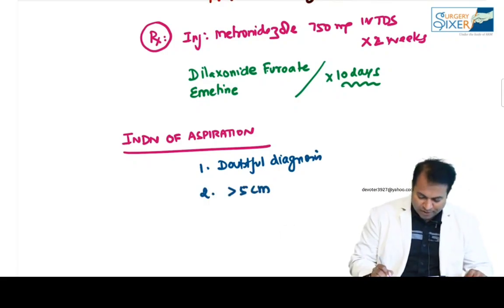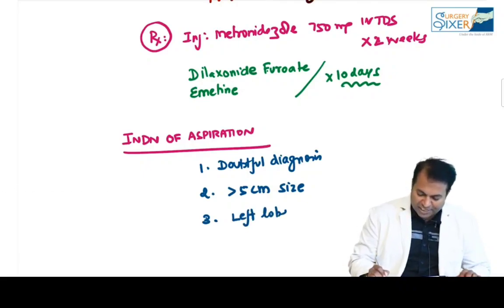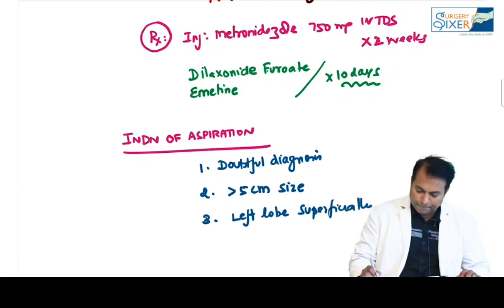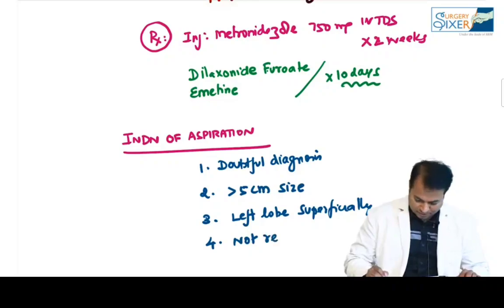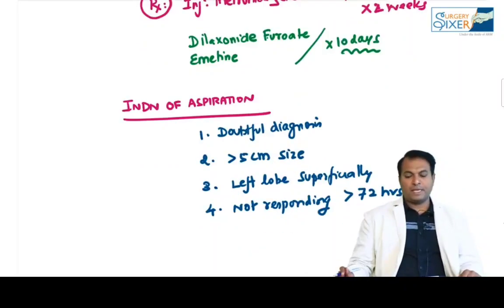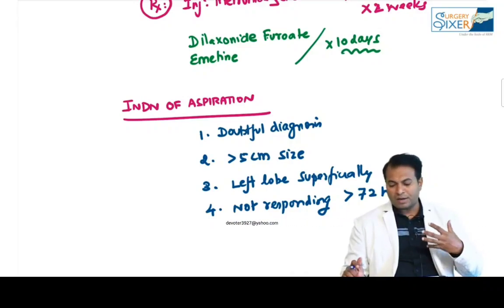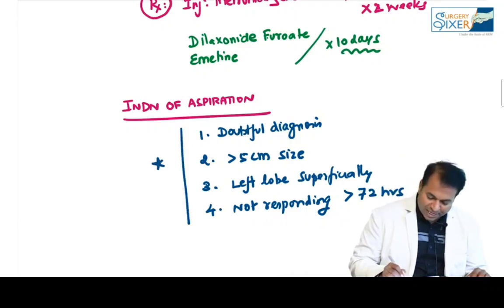When it is more than 5 centimeter size and located on the left lobe superficially, and the patient is not responding for 3 days. We give metronidazole, and they should respond excellently. Not responding for more than 72 hours, we should aspirate. So: doubtful diagnosis, more than 5 centimeter size, left lobe located superficially, not responding for more than 72 hours. These are the situations where we must aspirate an amoebic abscess.